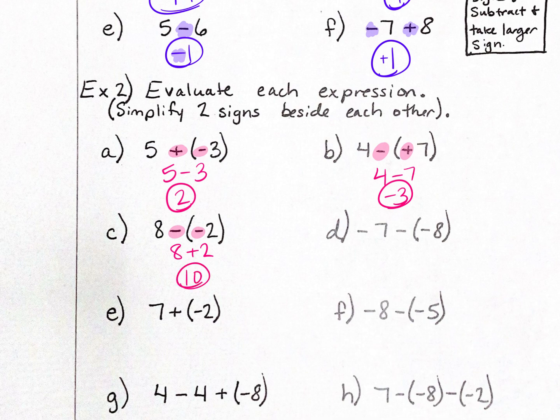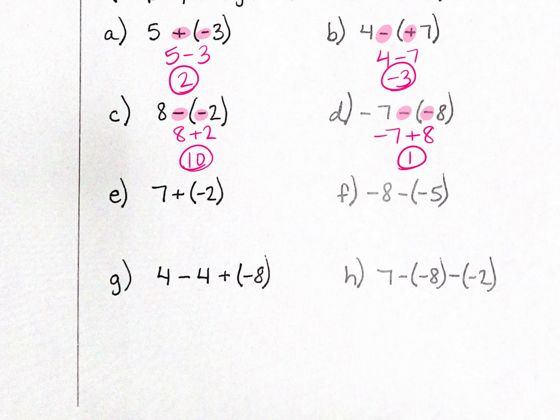For D part, we have minus a negative. Minus a negative times a negative is a positive. So we get negative 7 plus 8, which is 1. For E part, we have plus a negative. When we multiply those signs, we get negative. So 7 minus 2 is 5.